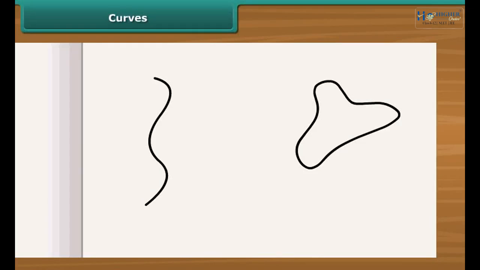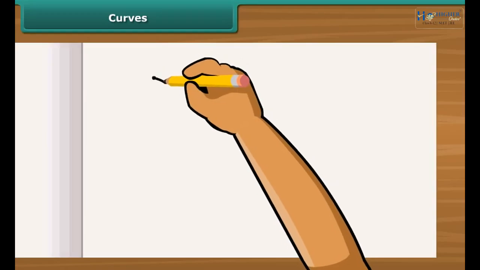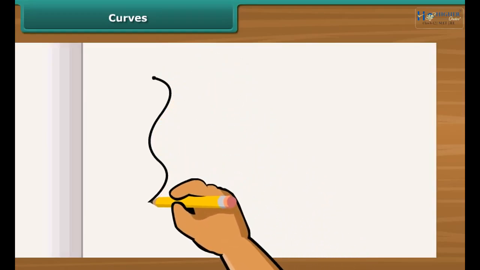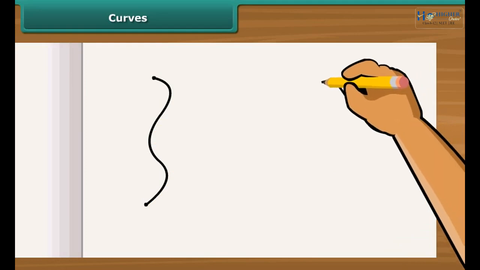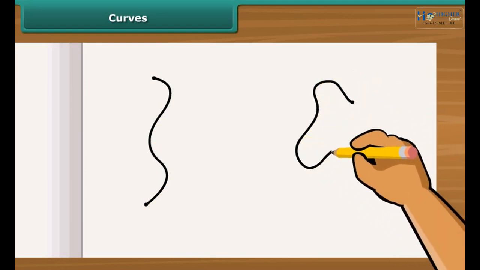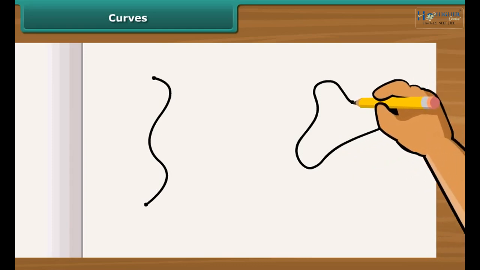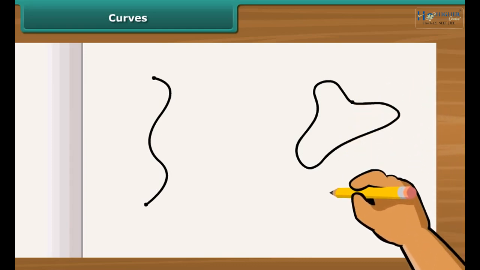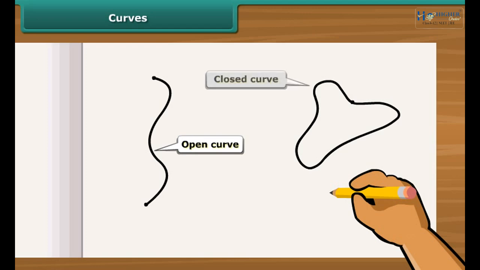Look at the two figures drawn by Sam. In the first curve, it starts from a point and finishes at another point, but in the second curve, it starts and finishes at the same point. The first type of curve is called an open curve, while the latter is known as a closed curve.